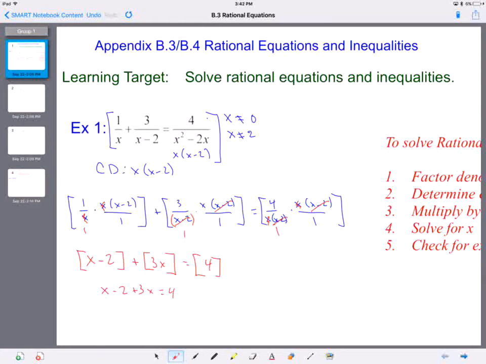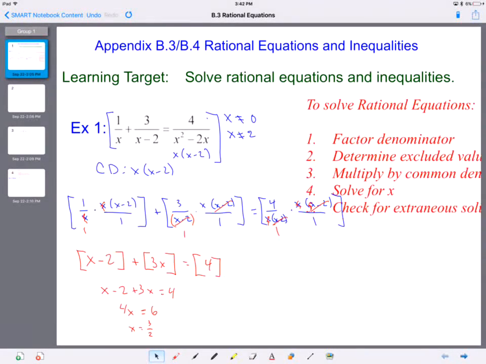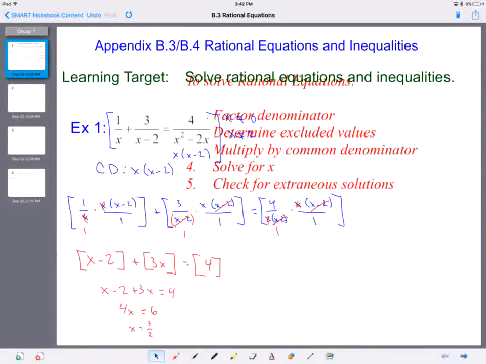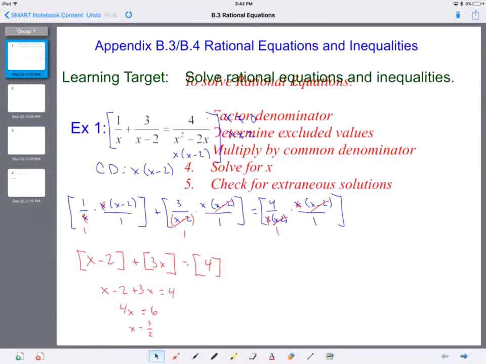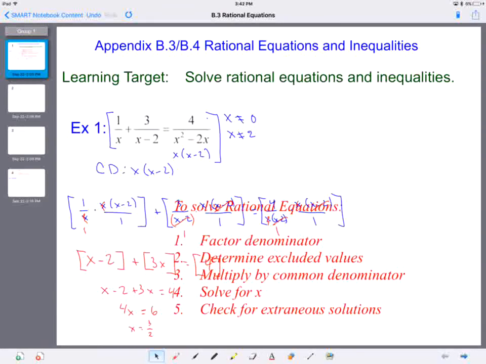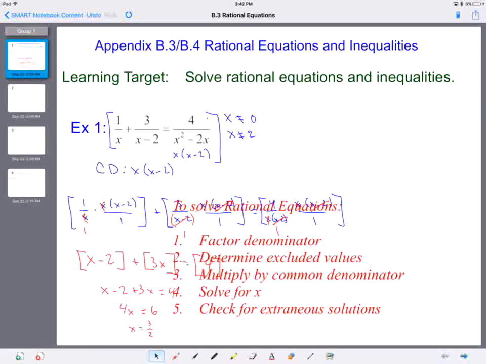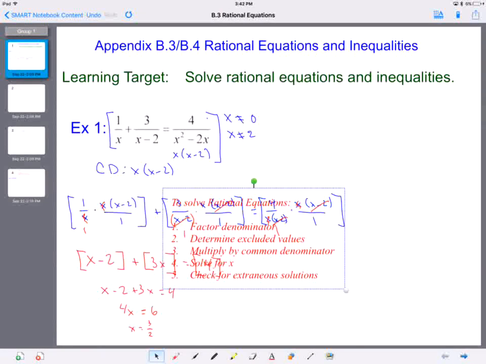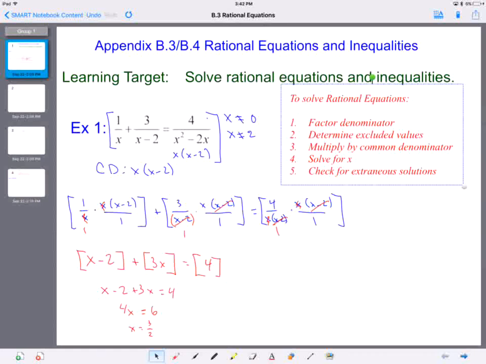Now you're just left with the linear equation, and you solve. So you combine your like terms, add 2 to the other side, divide by 4, and you get 6/4, which reduces to 3/2. So I'll bring back over kind of the steps here. We multiplied by the common denominator, we solved for x, and now we want to check with our extraneous solutions.